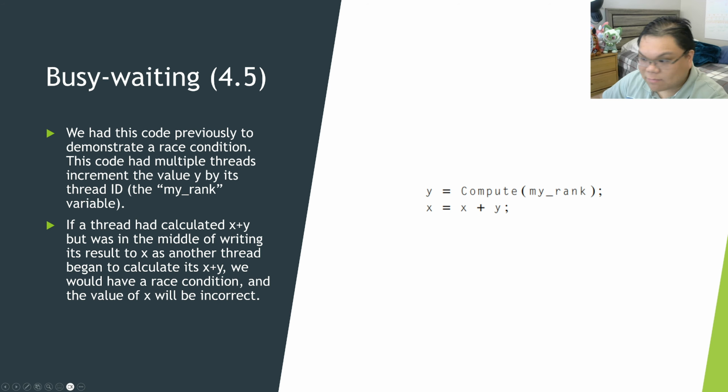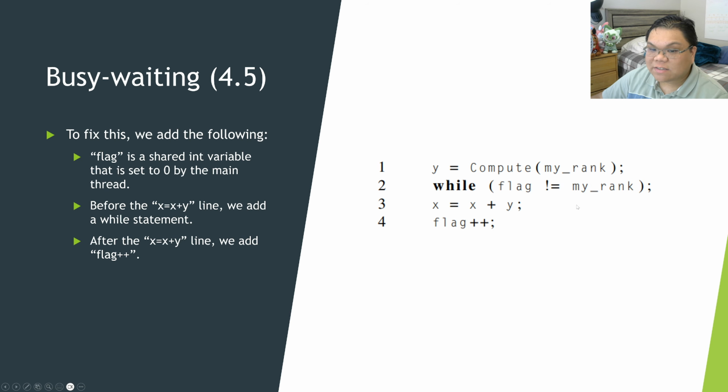So this example was also in the previous slide. I just didn't show it. If a thread had calculated x plus y, but was in the middle of writing its result to x as another thread began to calculate x plus y, we would have a race condition and the value of x will be incorrect. To fix this, we add 2 additional lines of code.